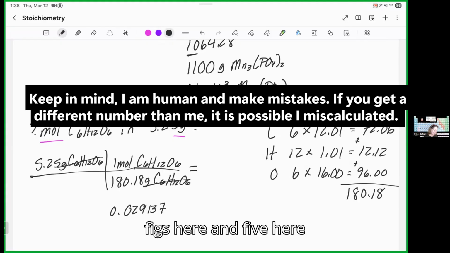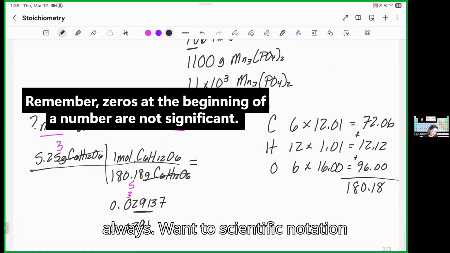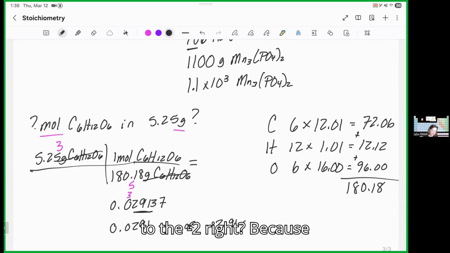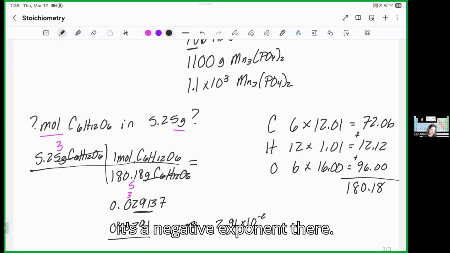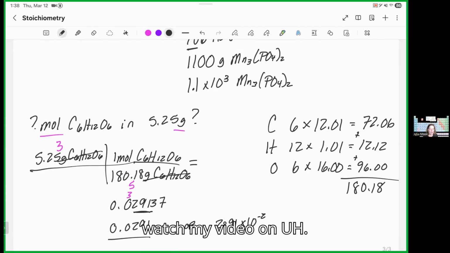Okay, so if I do that math, I get 0.029137 and some other numbers. And I've got 3 sig figs here and 5 here. So I'm going to go with 3 sig figs in my answer. So 0.0291, or you could always go into scientific notation and say 2.91 times 10 to the negative 2, right? Because the number's smaller than 1, it's a negative exponent there. If you're curious about that, go back and watch my video on significant figures and scientific notation.